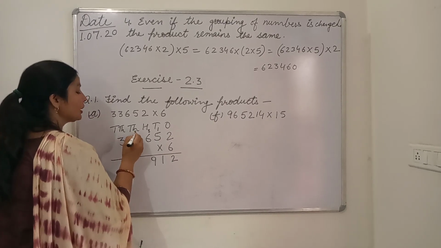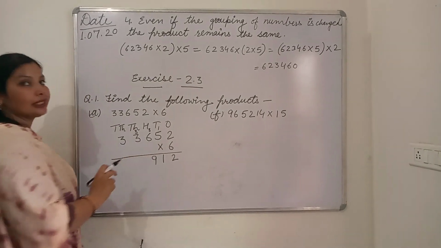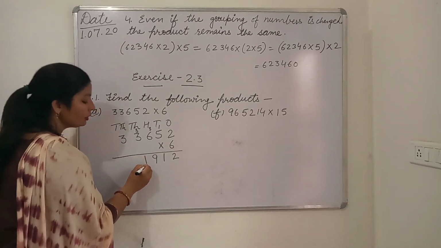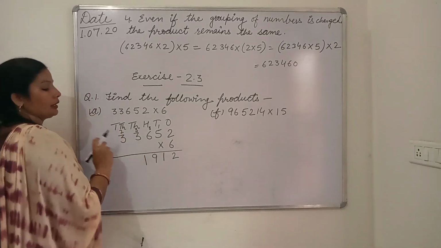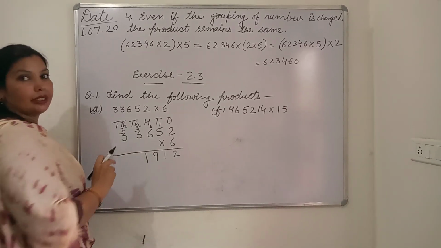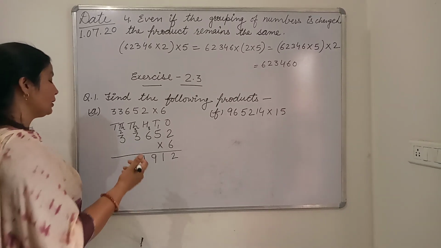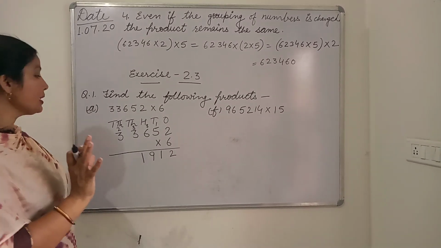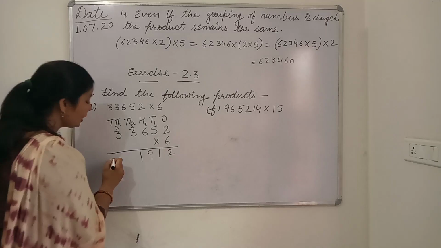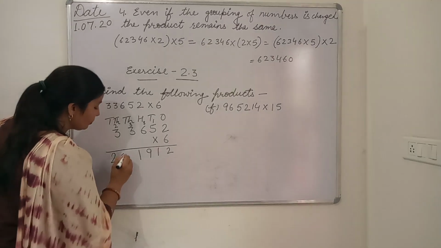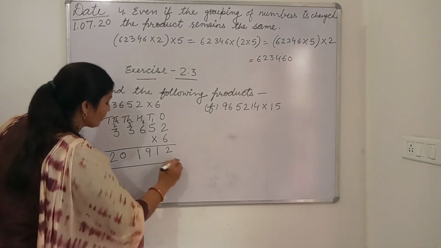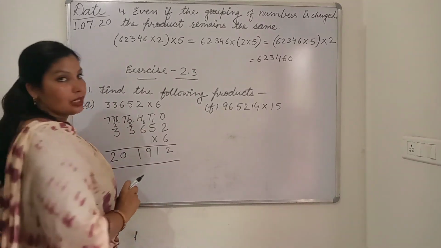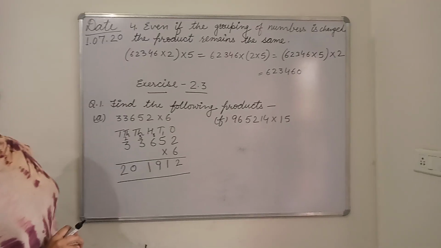3 goes carry. Now 6 multiplied by 3. 6 3s are 18. 18 plus 3, 21. So we write here 1 and 2 goes carry. Now 6 3s are 18. 18 plus 2, 20. Now there is no column, so that means multiplication is finished. Now we should write here 20 as it is. And this is our product. So what's our product? 2,01,912. That's our answer.